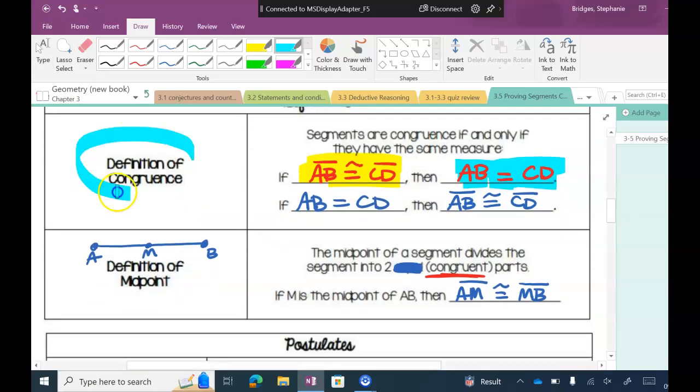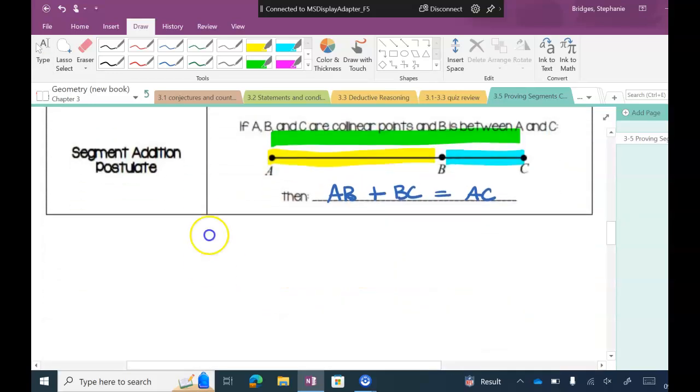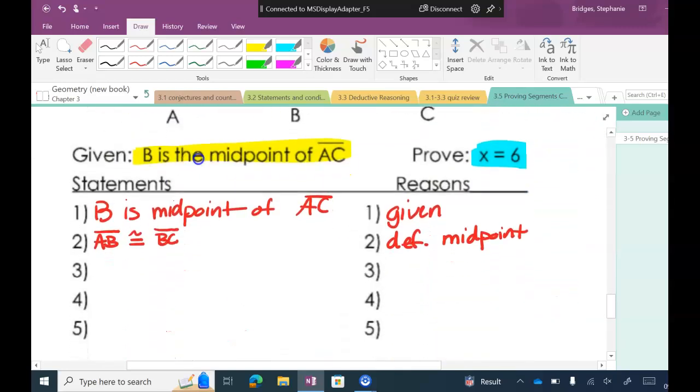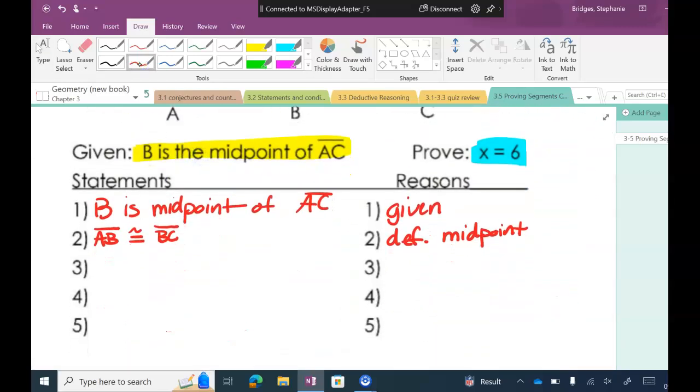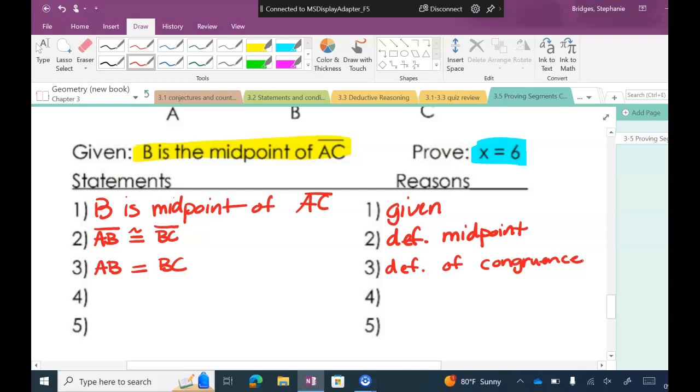exactly, we're going to have to use the definition of congruence now. Okay, so we're going to have to say because AB is congruent to BC, then we can say that the length of AB is equal to the length of BC. And that is the definition of, what did we call it? Congruence, yes. And don't worry, we're going to do enough of these over and over again that you'll start getting the habit and the idea of what it is you're supposed to do.